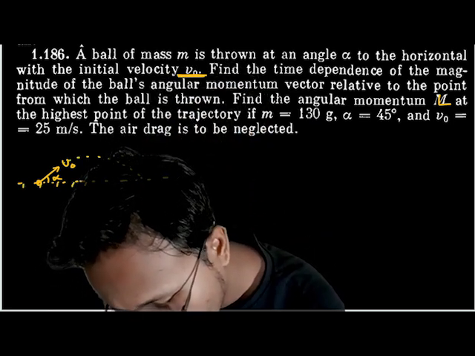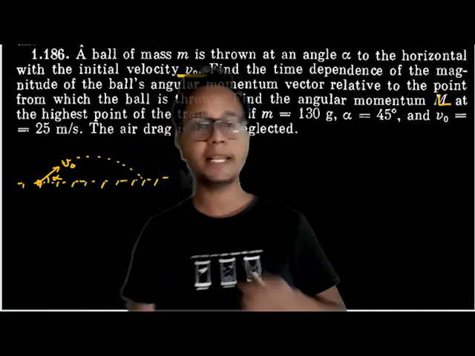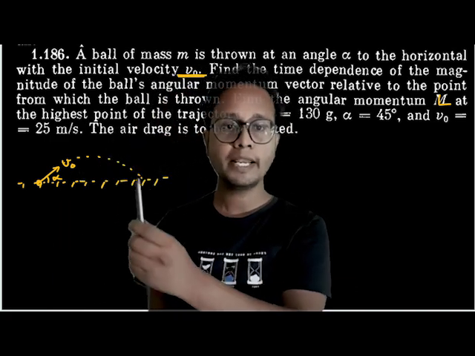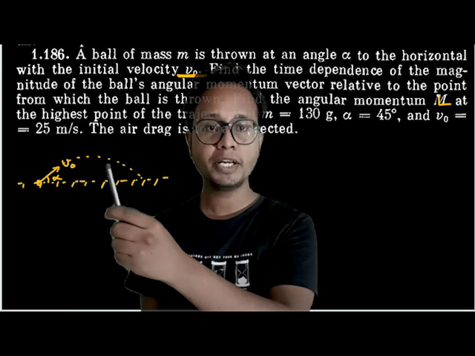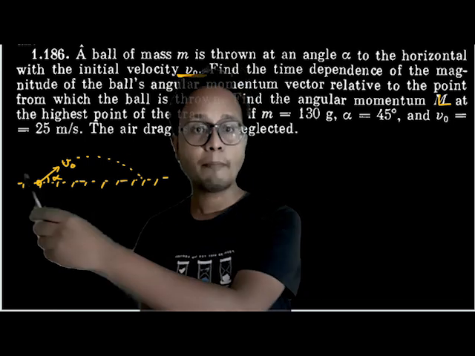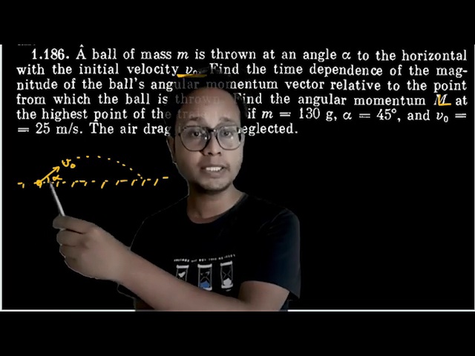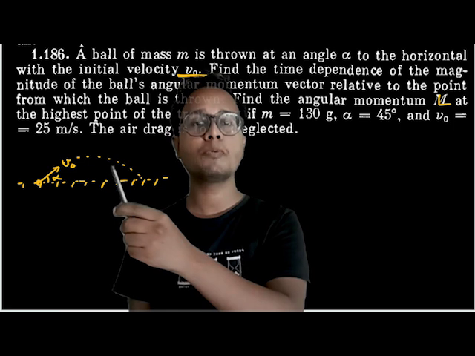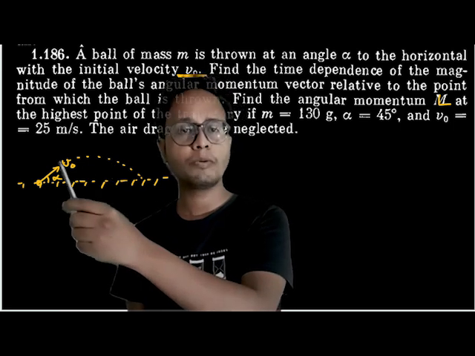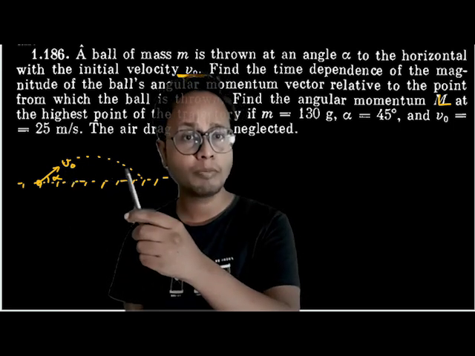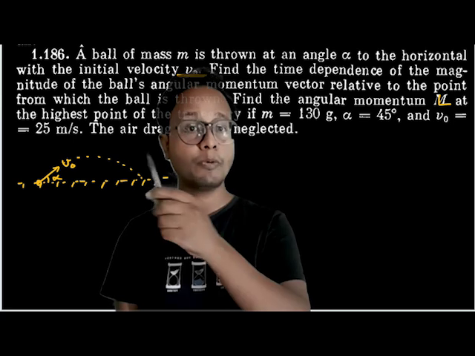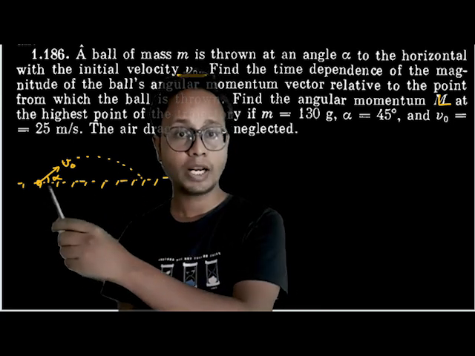The question simply states that at any point in the path, find the angular momentum of the ball, or of the particle, about the point of projection. Consider this as the origin. Then find the angular momentum of the ball when it goes out here, and at other points, about this origin or about this point.